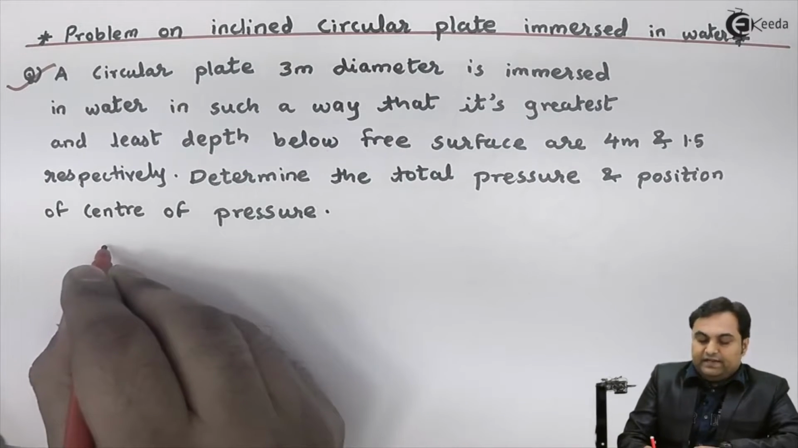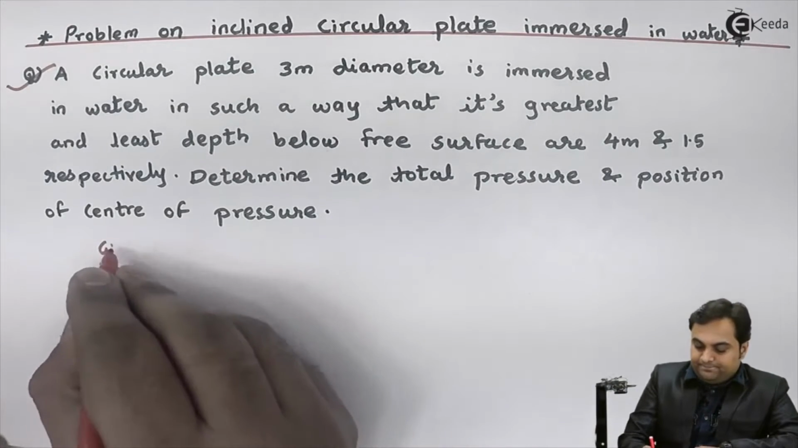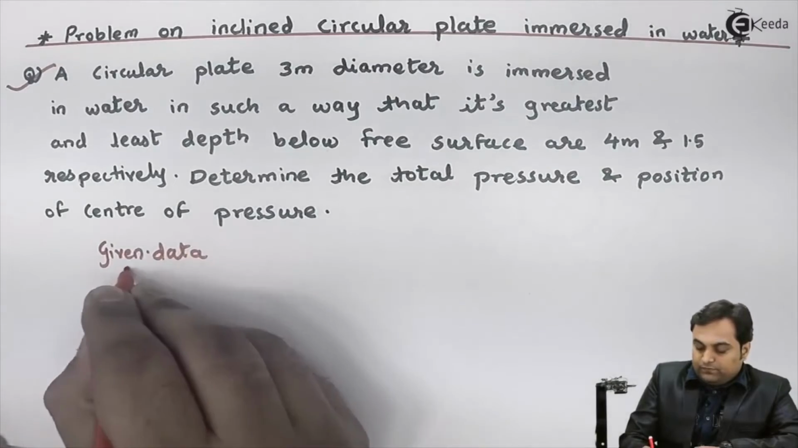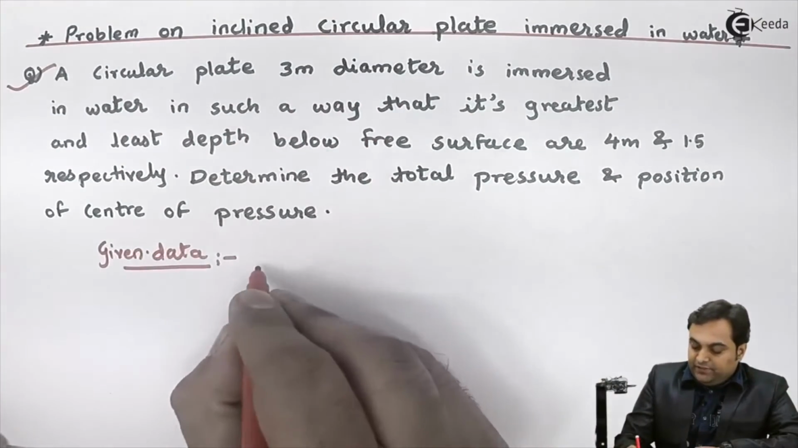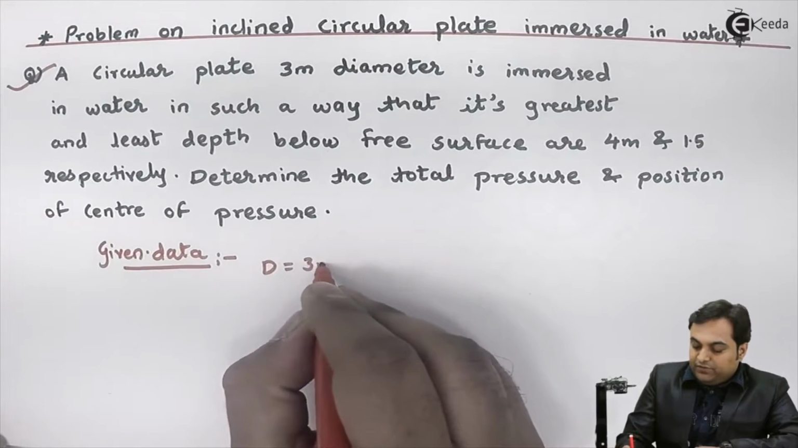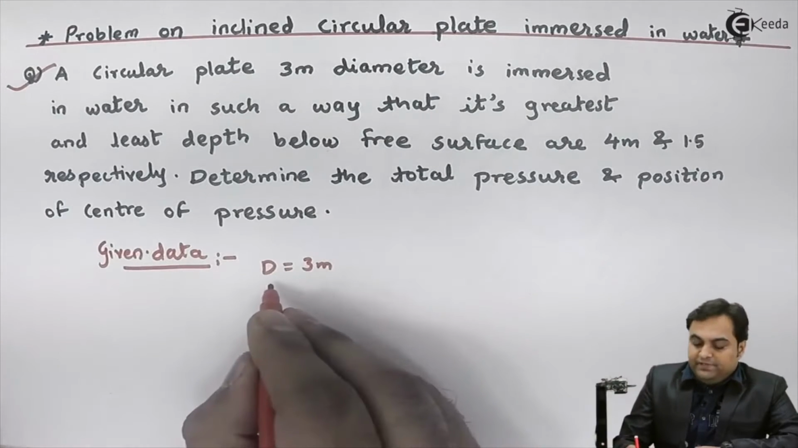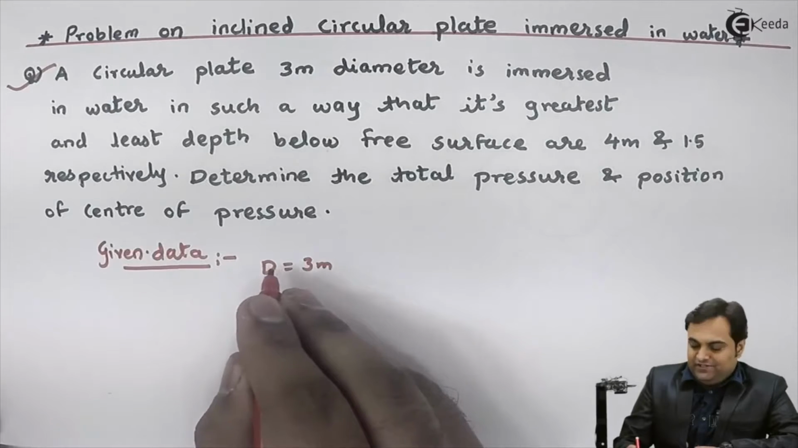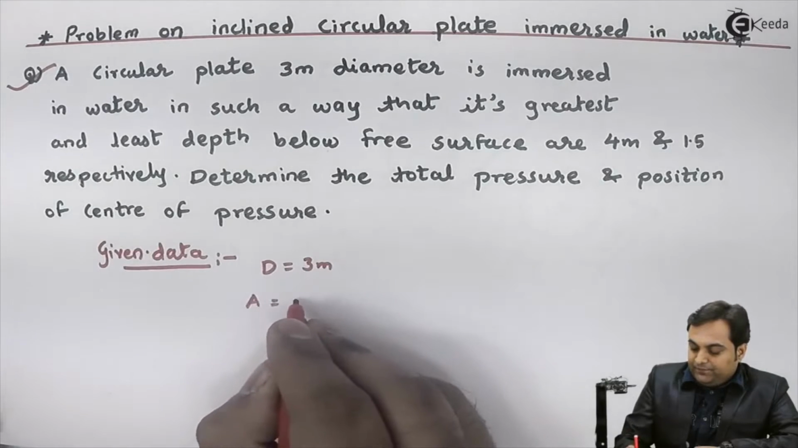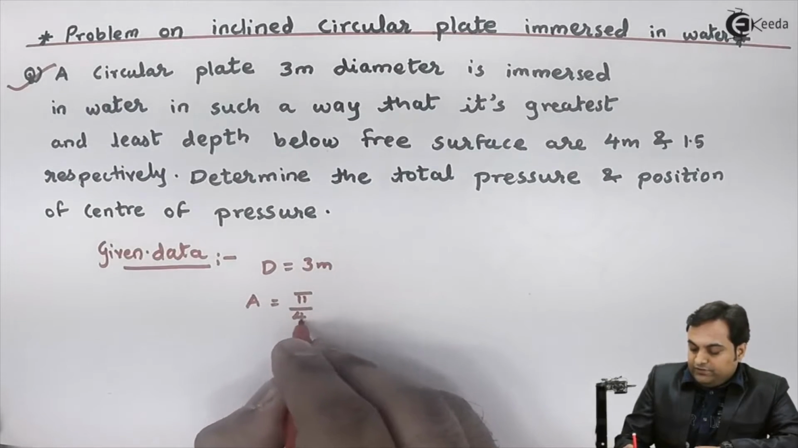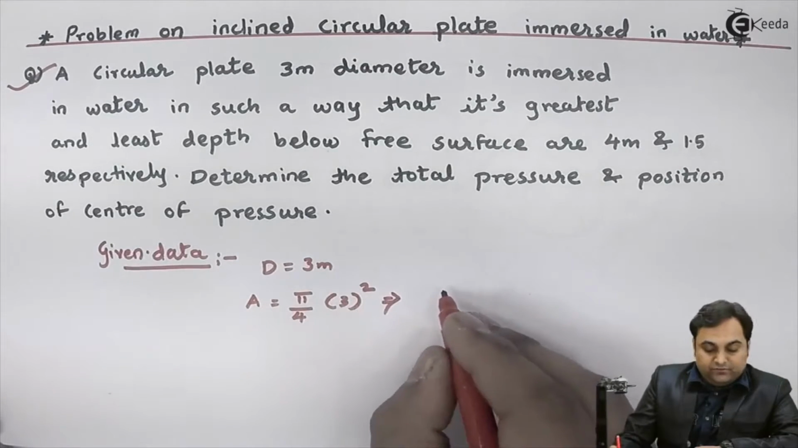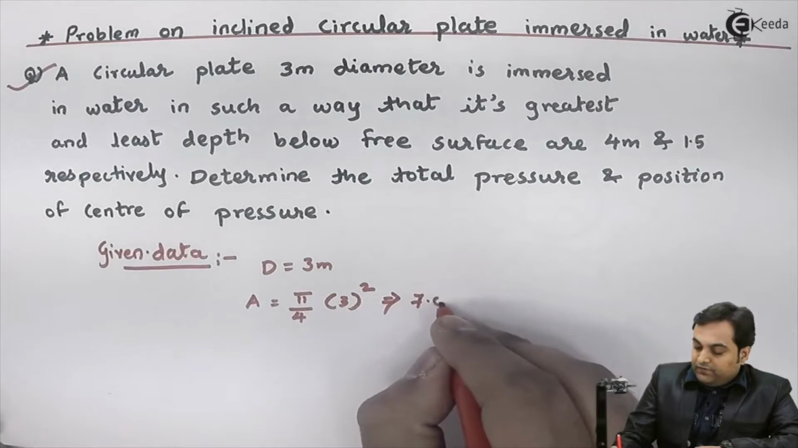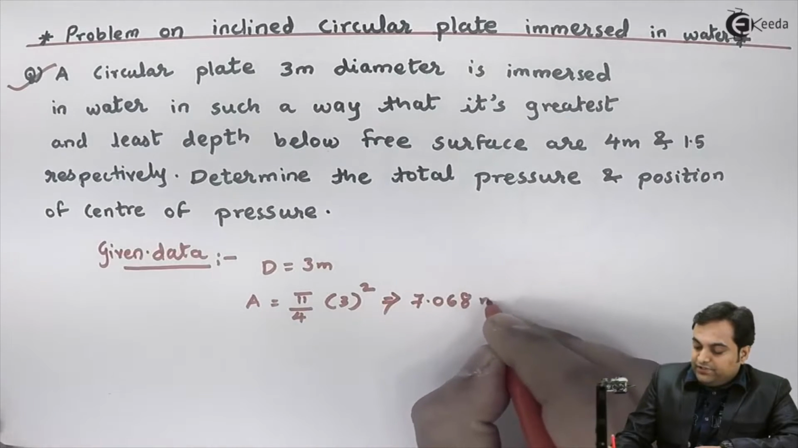Whatever is given here, I'll write that in the form of data. A circular plate 3 meter in diameter. So the diameter of the plate D is equal to 3 meter. From the diameter we can get the value of area as well. So area of the plate will be pi by 4 D square. D is 3. So this value comes out to be 7.068 meters square.